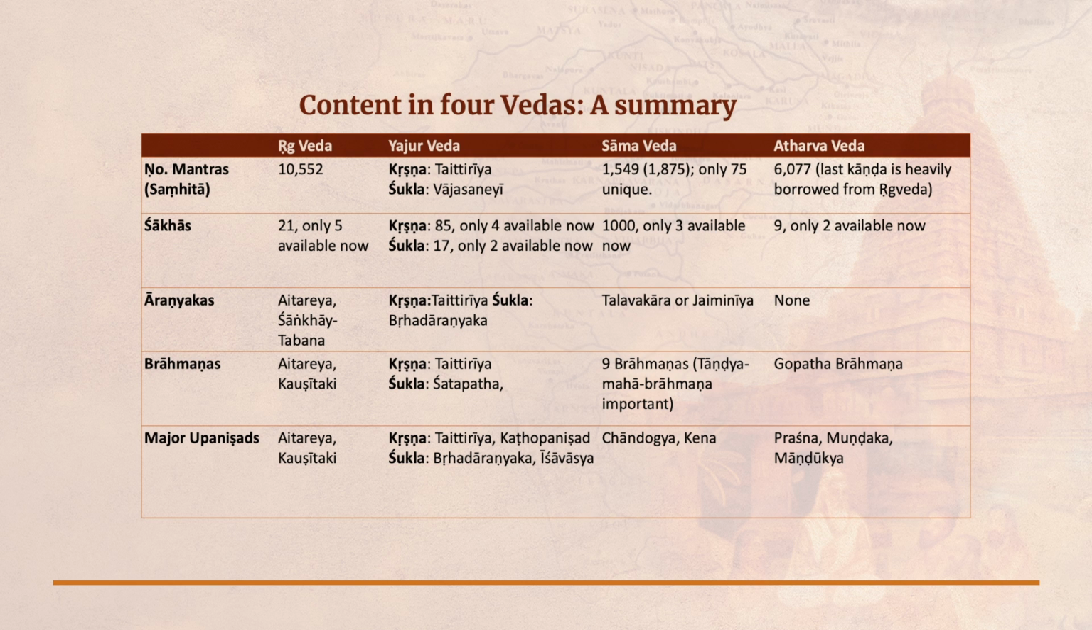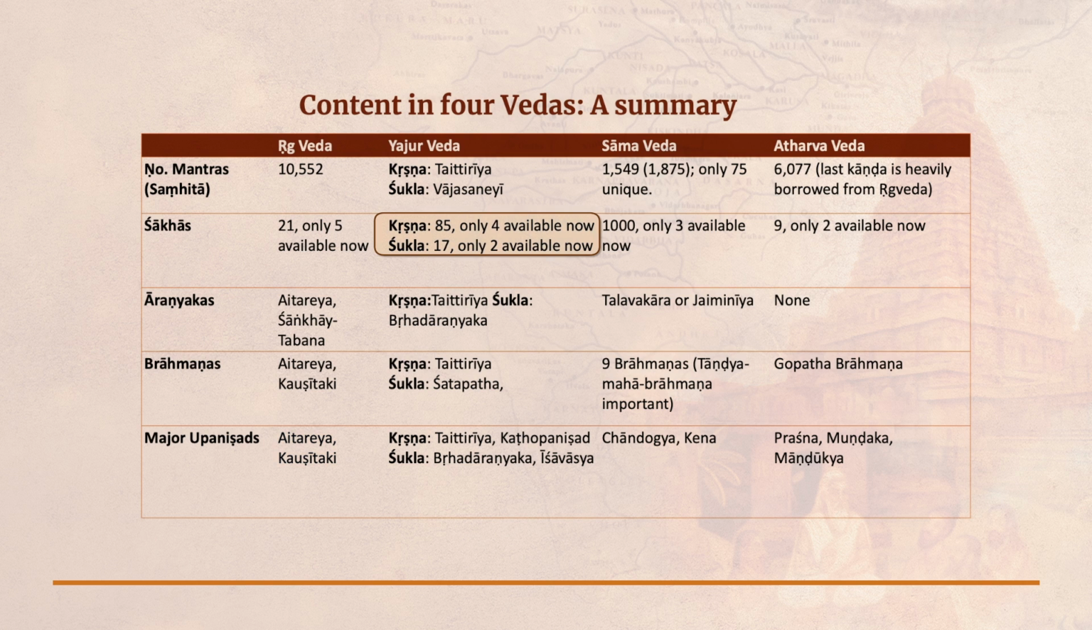And as I told you, Rig Veda has 10,552 mantras, and it had 21 shakas, but only 5 are available now. The Aranyakas attributed to Rig Veda are Aitareya Aranyaka and Sankhyayana Aranyaka and so on. There are Brahmanas, Aitareya and Kaushitaki Brahmanas. And you have also major Upanishads, Aitareya Upanishad and Kaushitaki Upanishad.